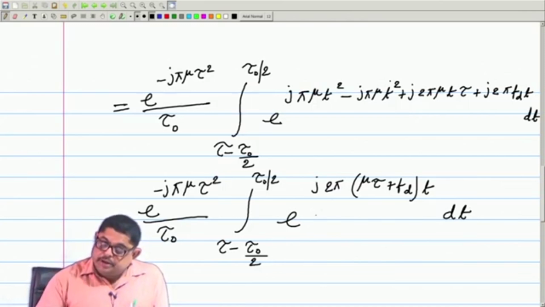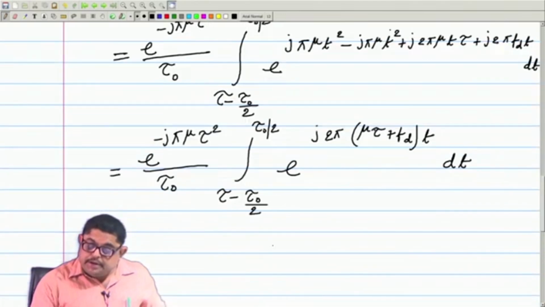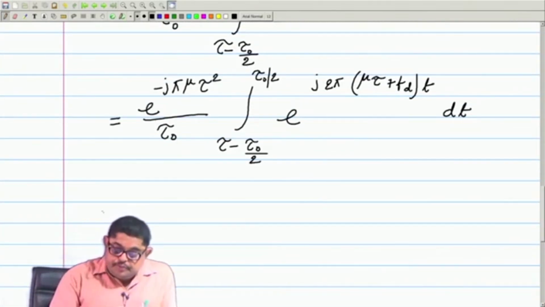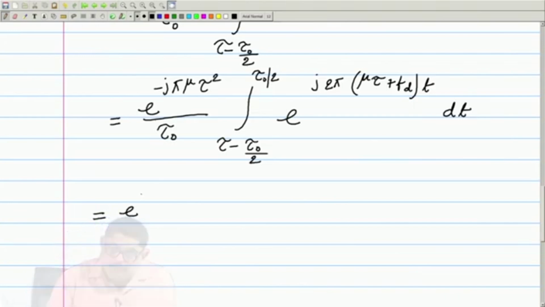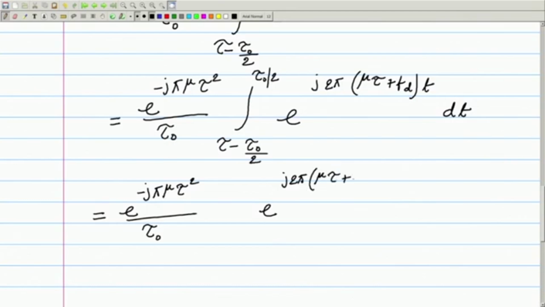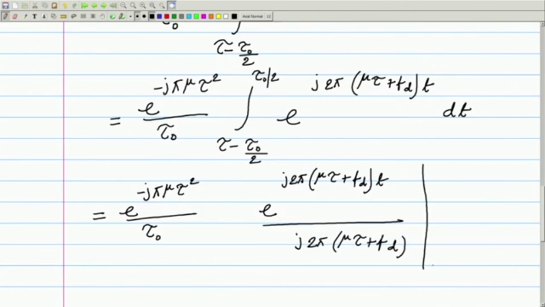Now, this can be easily integrated, and so if I integrate this, it will be e to the power j 2 pi mu tau plus f d, t by j 2 pi mu tau plus f d. This is your elementary calculus, and the limits of t are tau minus tau naught by 2 to tau naught by 2.